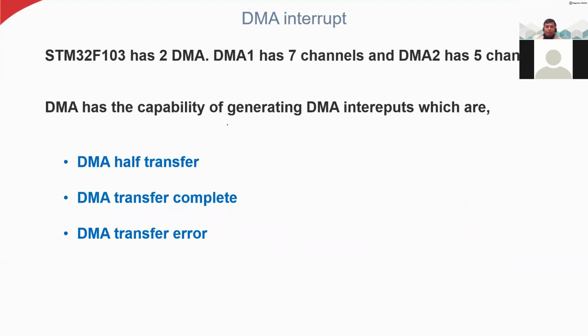The DMA has the capability of generating DMA interrupts, which can be half transfer, transfer complete, or transfer error. This is just like a communication protocol. During the half transfer, maybe we get another higher priority request, so we give the half transfer acknowledgement and execute the higher priority first, and then we return back to this half transfer and complete it. After the data transfer is complete, we get the transfer complete acknowledgement. In case any error occurs, we get the data transfer error flag. Okay, so these are the DMA interrupts.